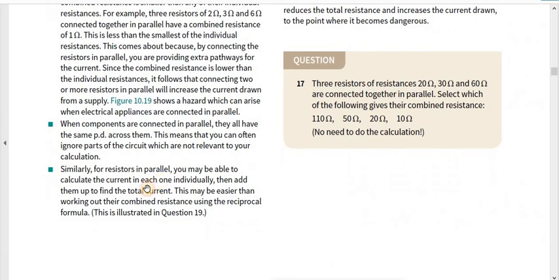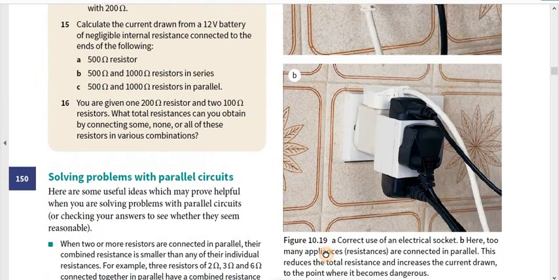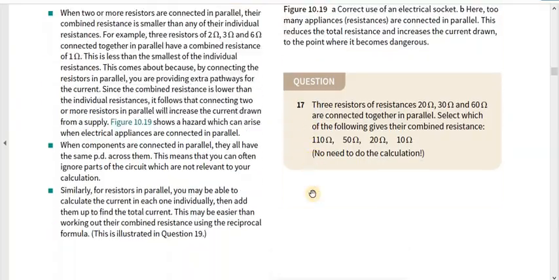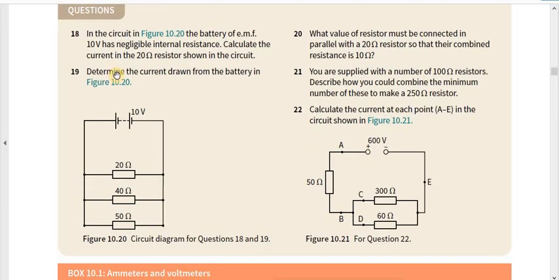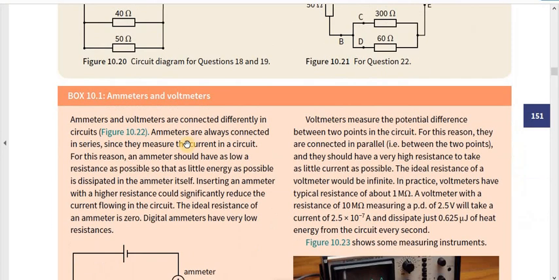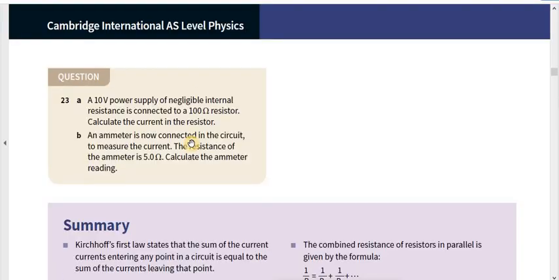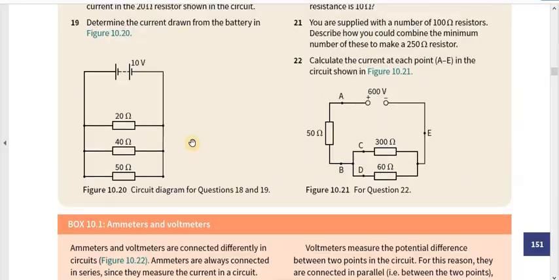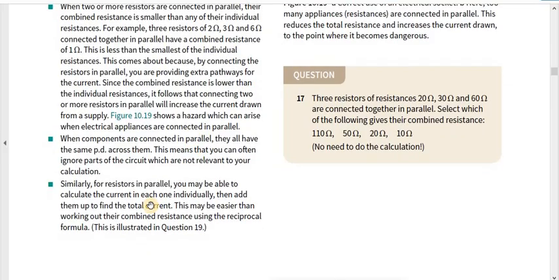Okay, the next point, last point here. Similarly, for resistors in parallel, you may be able to calculate the current in each one individually, then add them up to find the total current. This may be easier than working out their combined resistance using the reciprocal formula. This is illustrated in question 19. Question 19 is on the next page, which is this one, and actually I think that is where the lesson ends. Now what we can do is we'll go through this point a little bit.